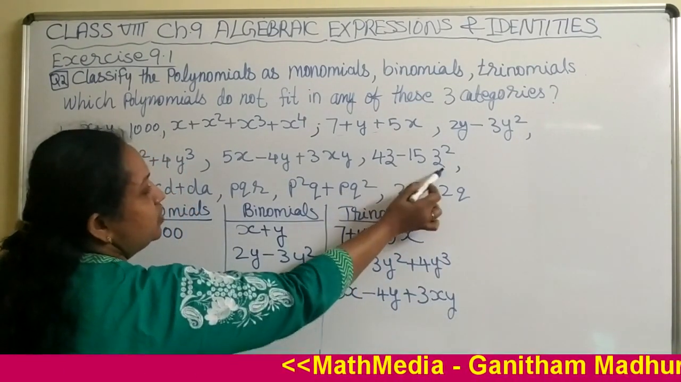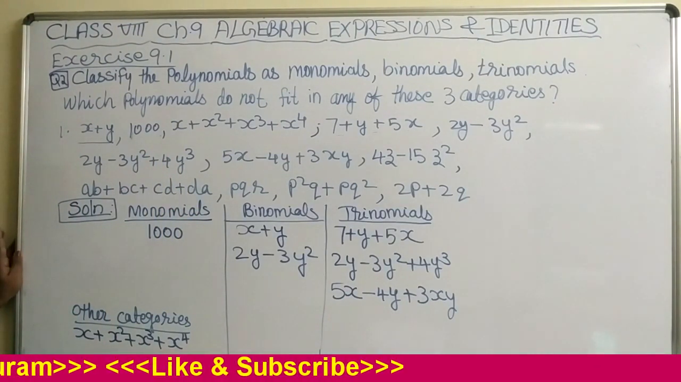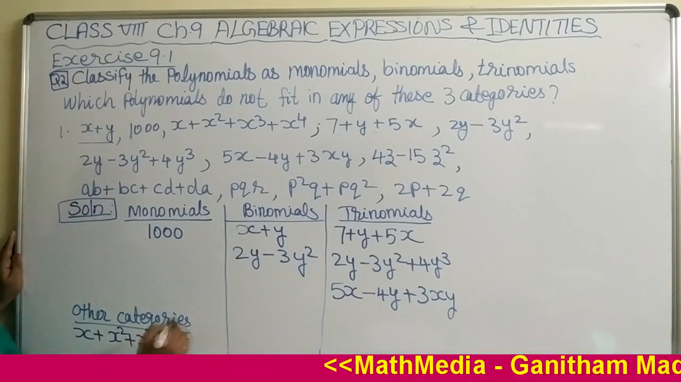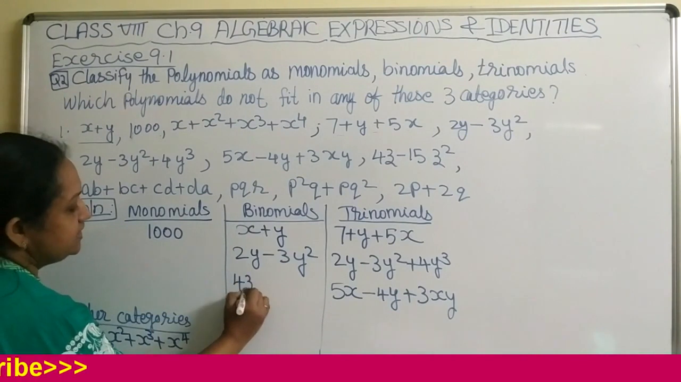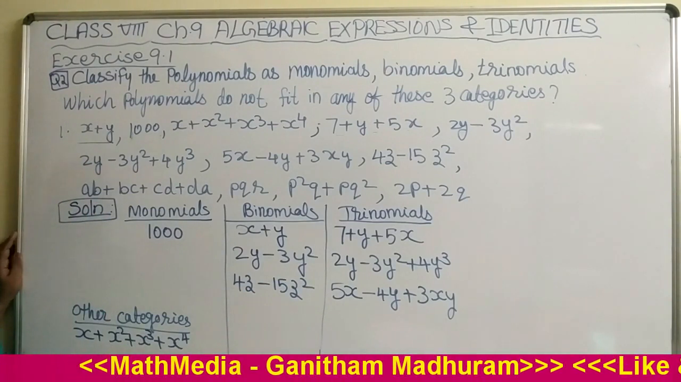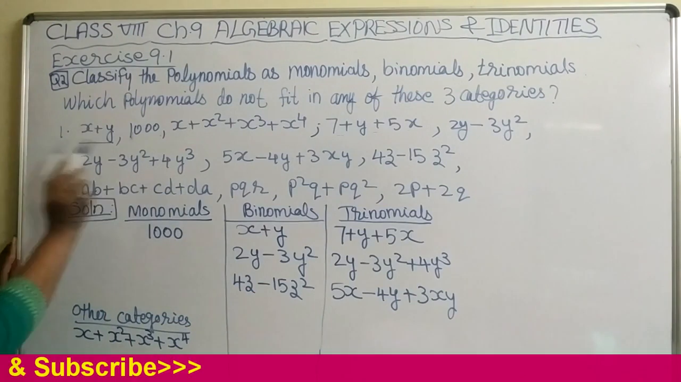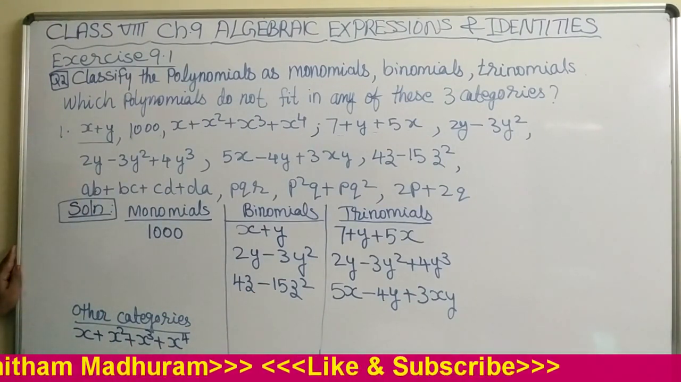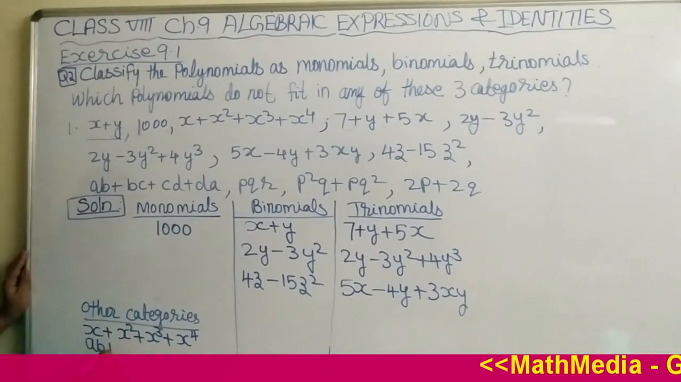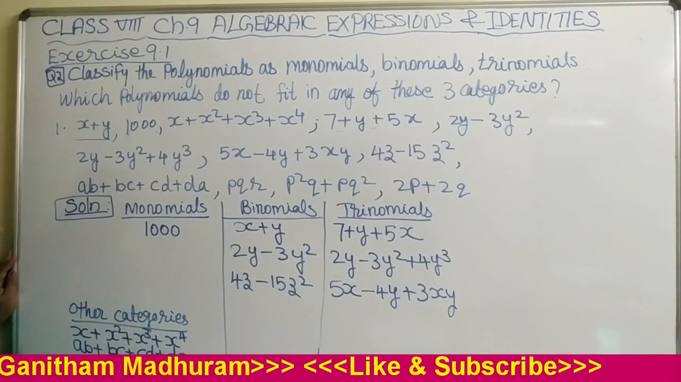And the next one, 4z minus 15z square, which has 2 terms, 4z and minus 15z square. So it is called binomial. So we can write it here, 4z minus 15z square. And the next expression is AB plus BC plus CD plus DA, which contains 4 terms. So we can write it in other categories, that is AB plus BC plus CD plus DA.